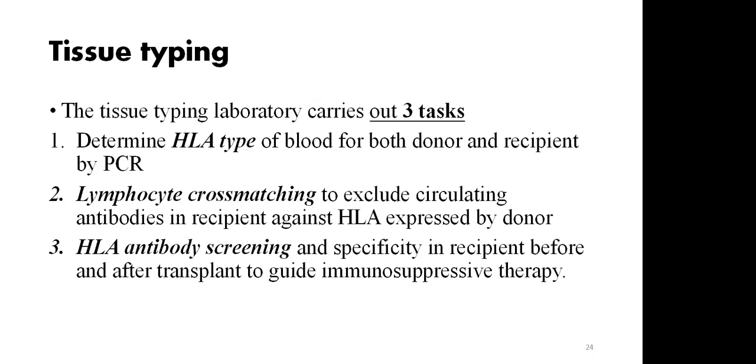So having done this, the next thing is to do a tissue typing. Then the tissue typing laboratory carries out 3 tasks. The first task is to determine the HLA type of blood for both donor and recipient by PCR. Second is lymphocyte cross-matching to exclude circulating antibodies in recipients against the HLA expressed by the donor. Then the third task is HLA antibody screening.